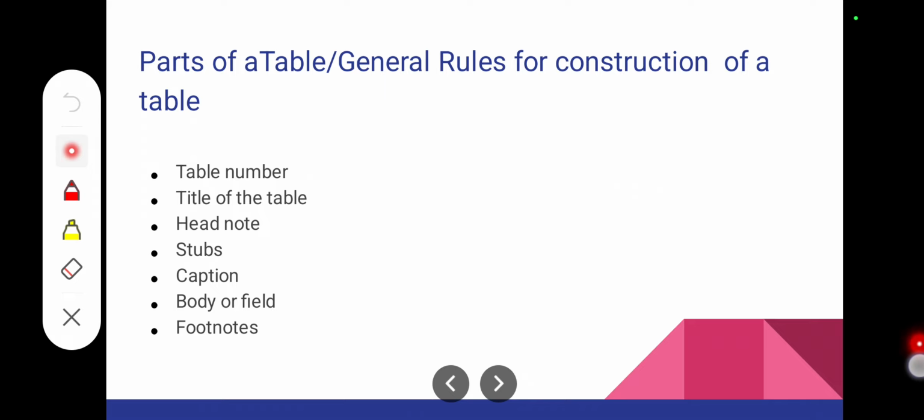In the next class we will cover the diagrammatic representation of data as well as graphical representation of data.